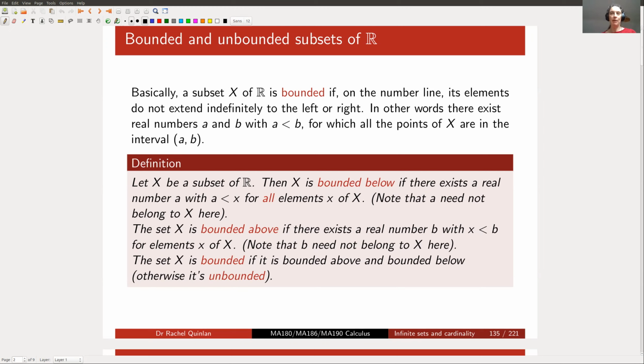So essentially, we're talking about subsets of the real numbers. And the real numbers live along a line, as we know. So here's a picture of the number line. And we say that a subset is bounded if, on the number line, the elements of the subset are basically confined to the region between some specified pair of points. So a set of real numbers is bounded if its elements don't extend indefinitely to the left or to the right on the number line, that there's some point beyond which they don't go to the right of it, and there's some point beyond which they don't go to the left of it. So basically, a subset is bounded if it's contained in the interval, open or closed, between A and B for some real numbers A and B.